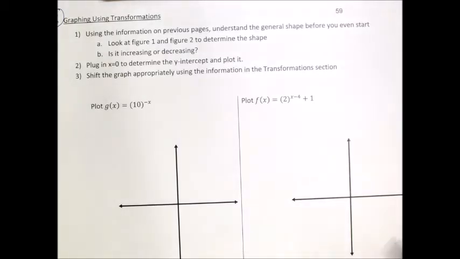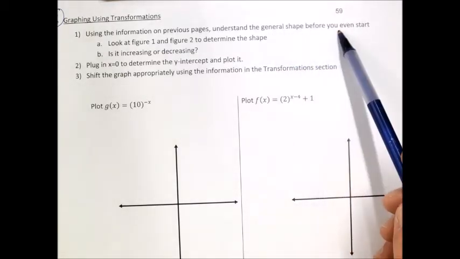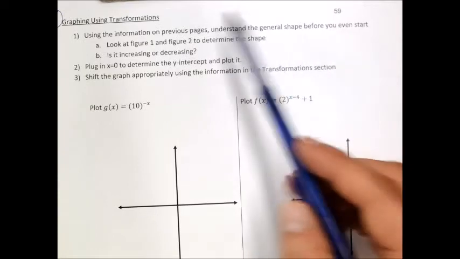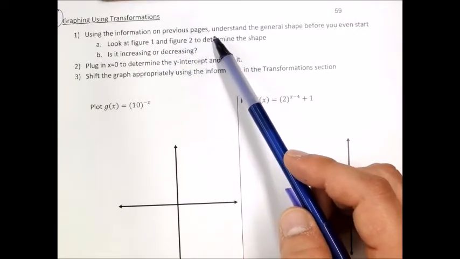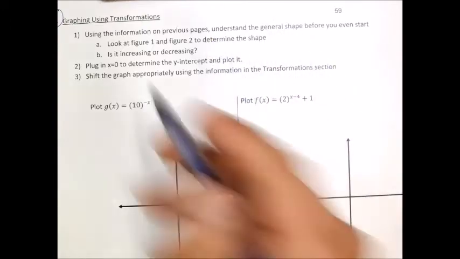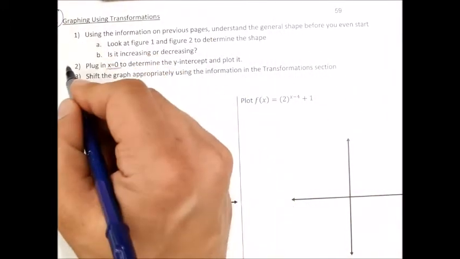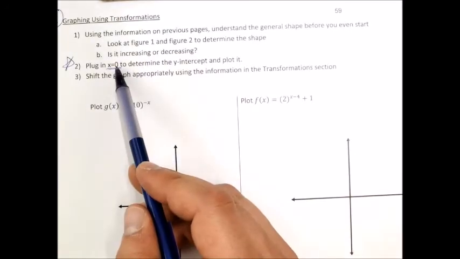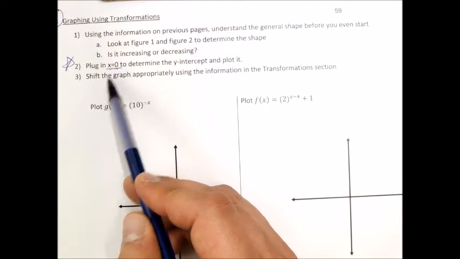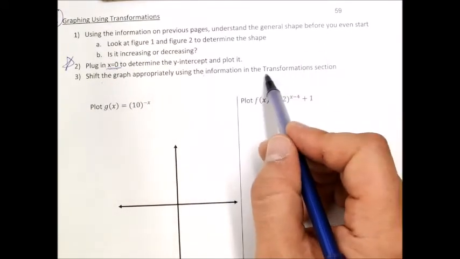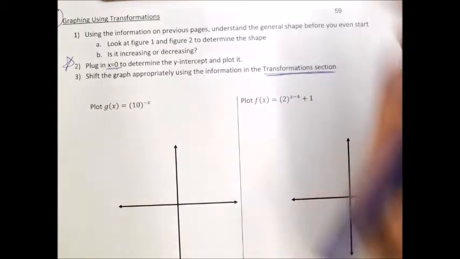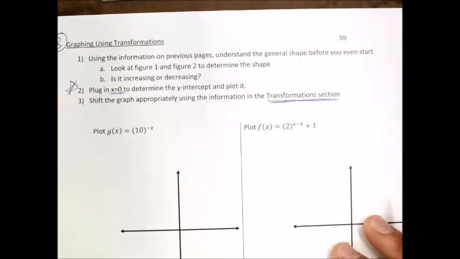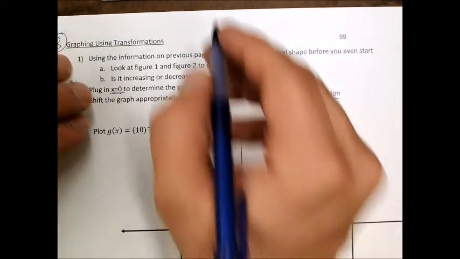So again, we already kind of know the general shape before you start. You look at figures 1 and 2 to figure out whether it's going to be increasing or decreasing, right? Make sure you plug in x equals 0 to find the y-intercept. And then you shift the graph using things from the transformation section, like that's on the quiz today. And something that you should add to the top of your paper, I'm going to add it here too. Note, very important note.